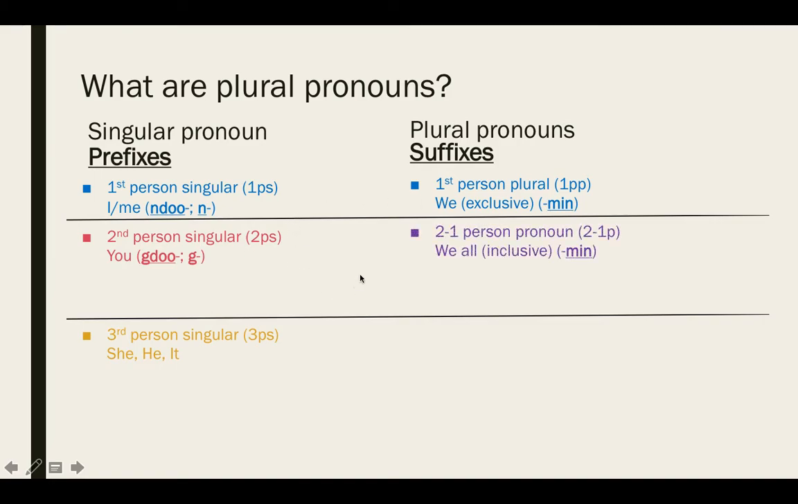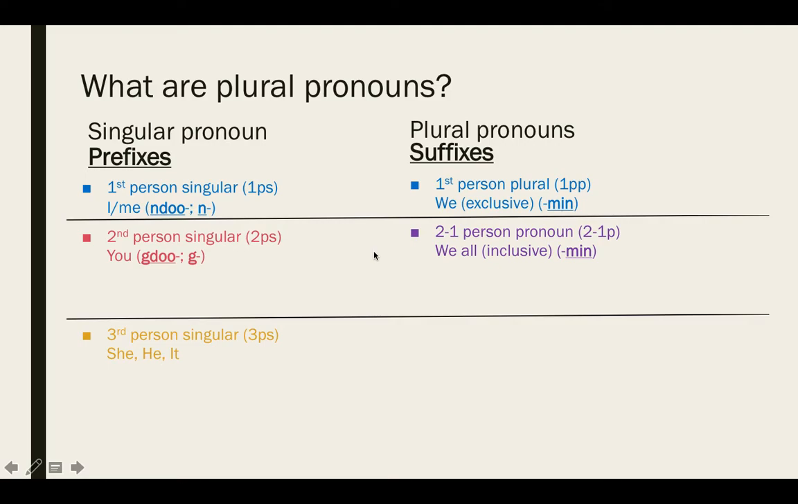Next is the we inclusive. And so we would attach a g or gdo in front, and then we would attach the min suffix at the end. And so this is the 2 to 1 person pronoun, the we inclusive, is purple because it includes both the first person and the second person.